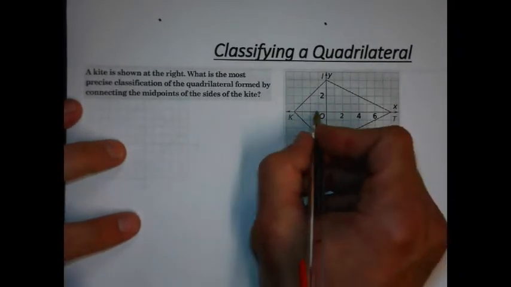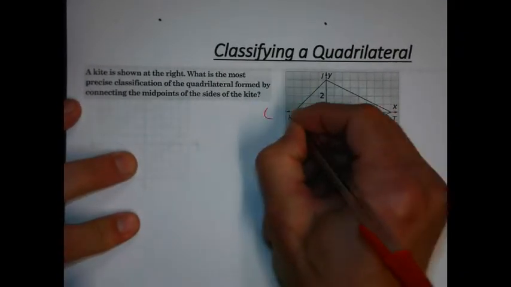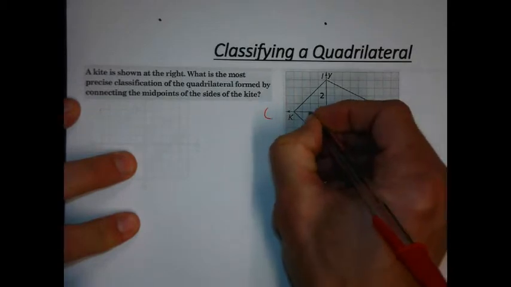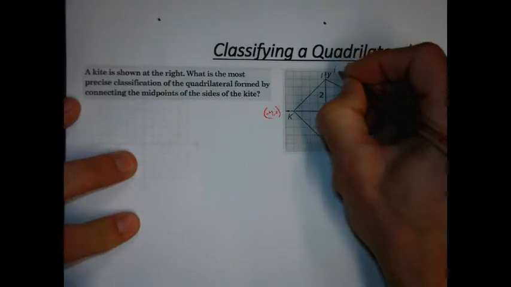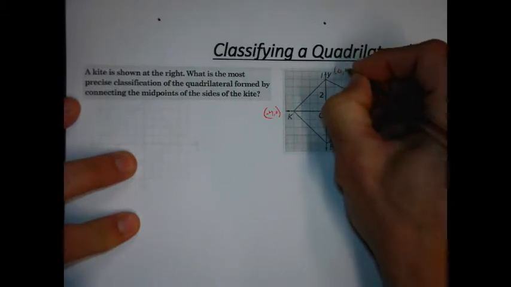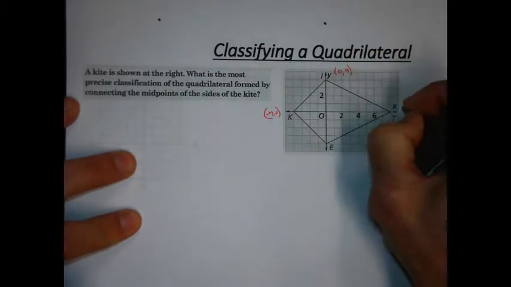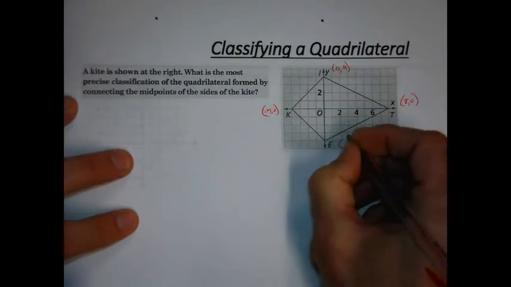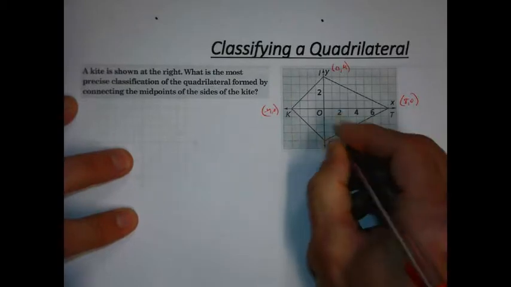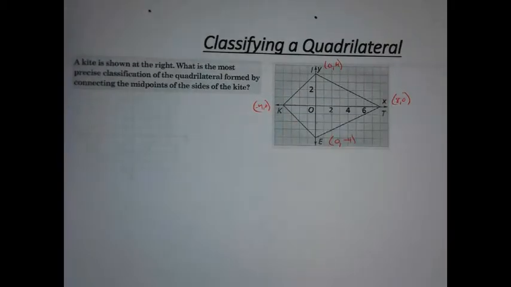So now we have to calculate midpoints. Okay, so there's an easy way and a hard way. So let's take a look at our points. We're going to connect the midpoints. Our ordered pair for K is at negative 4, 0. Our ordered pair for I is at 0, positive 4. Our ordered pair for T is at 8, 0. And our ordered pair for E is at 0, negative 4. So we can find the midpoints of each side.